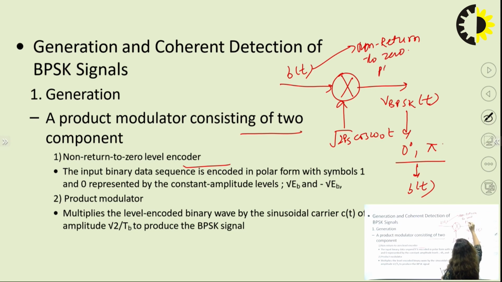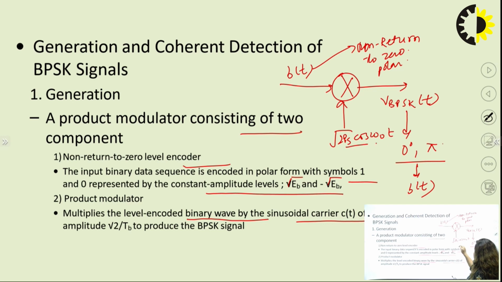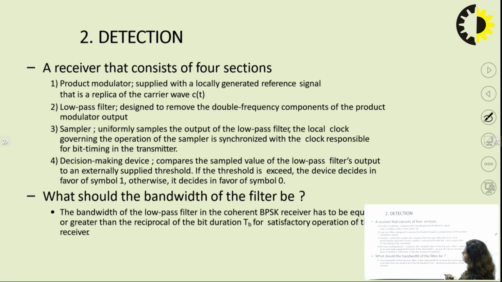but it is a kind of polar data. So the input binary data sequence is encoded in polar form, with symbols 1 and 0 represented by constant amplitude levels, that is under root Eb and minus under root Eb. The product modulator multiplies the level-encoded binary wave by the sinusoidal carrier c(t), and we get an amplitude of under root 2 by Tb to produce the BPSK signal. We will have a look at the modulation and demodulation diagram in the later slides.